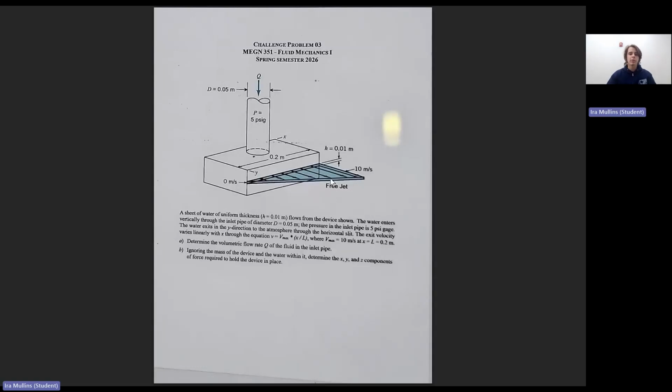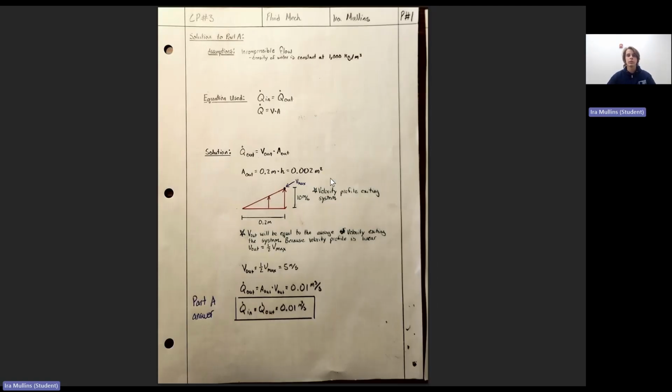In this problem, we're asked to find the volumetric flow rate into the pipe, and we can do this by setting Q dot in equal to Q dot out. This is true because of the conservation of mass. All the mass coming into the system is going to have to exit it. And we're given all the information necessary to find what Q dot out is.